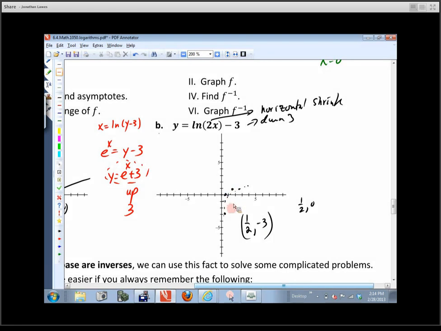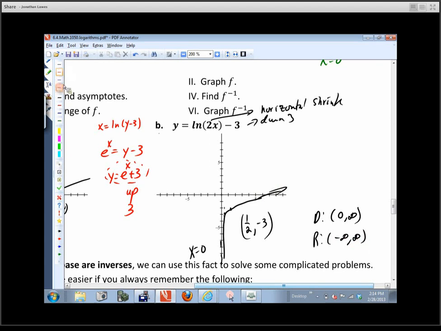I can move this one down 3. It's going to look something like that. So here's what the logarithm looks like. There's our vertical asymptote of x equals 0. Domain: 0 to infinity. Okay, remember, domain, only the x's. Range: it's still going to continue going up, so that's going to be all reals.